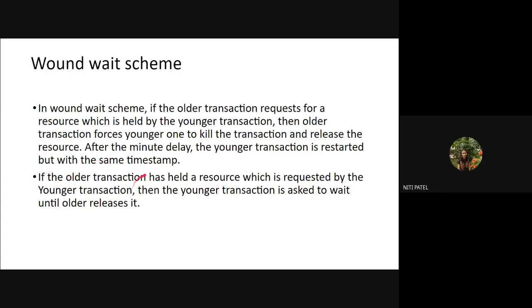If the older transaction has held a resource which is requested by the younger transaction, then the younger transaction is made to wait. T1 has a resource, T2 requests that resource. Since T1 is older, what will T1 do? T1 will tell that you have come after me, you have to wait until I release. So whenever I release, at that time you will get the resource. That is what is wait and wound.